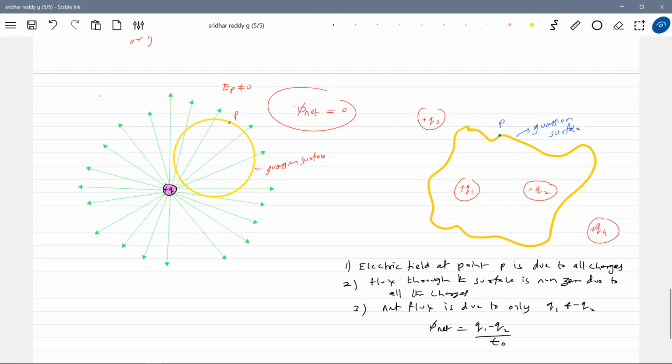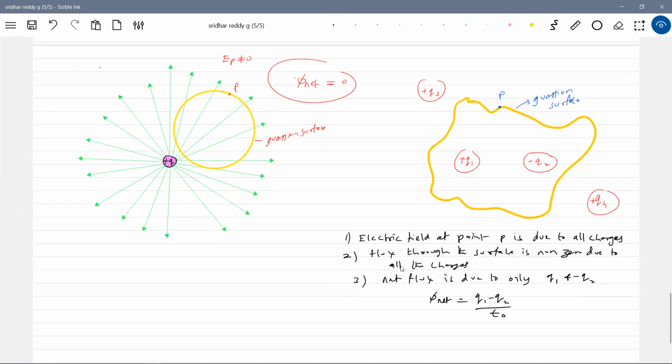Now, what do you mean by this? The second sentence is very dangerous. He's saying flux due to all point charges is non-zero. So there will be lines of force due to each of these. What I suggest is that you draw the lines of force. I think you know how to draw the lines of force. So for these 3 point charges, draw the lines of force.